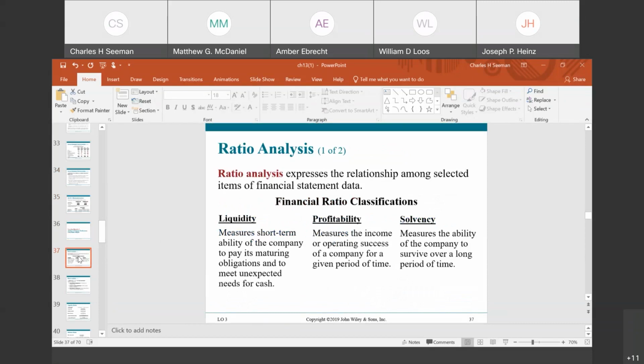All right, I'm going to stop there. This is getting into the ratios, which I want to start covering on Friday, unless anybody has any questions.